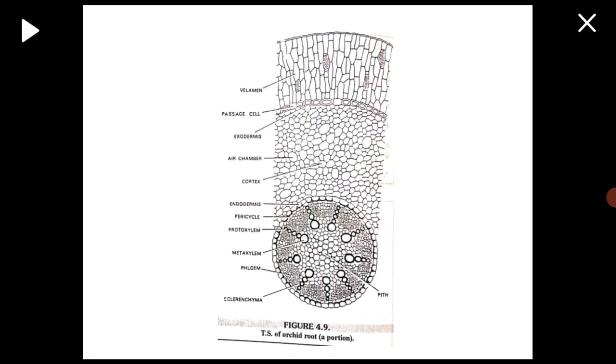Next, aerial root of orchid, that is the monocot. Outline of transverse section is circular. Velamen is the outermost limiting layer regarded as multiseriate epidermis.